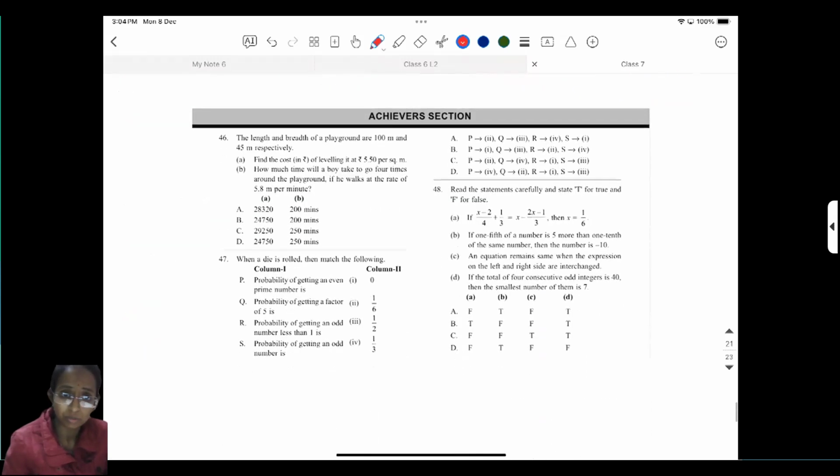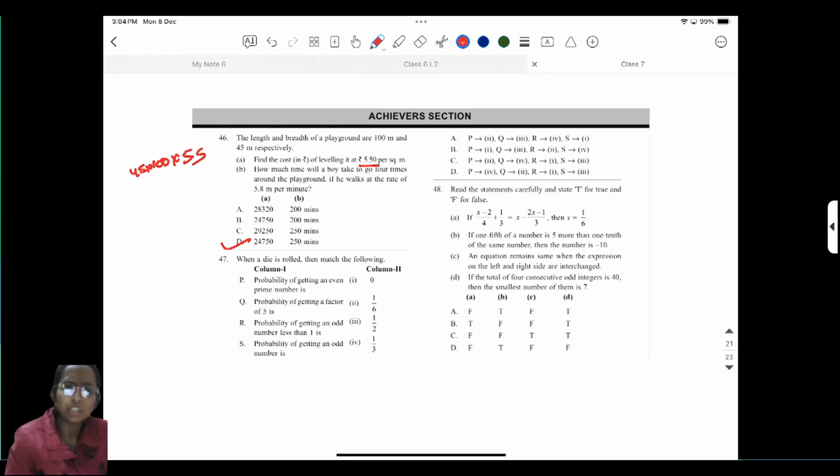Now the achievers section. The length and breadth of a playground are 100 and 45 meters respectively. Find the cost of leveling at the rate of 5.50. So that will be length into breadth, that is the total area, 45 into 100, and multiply by 5.5. That will give you the cost. So 45 into 100 will be 4,500 and then multiply by 5.5. So 24,750 is the answer. That means the DA option will be the answer.